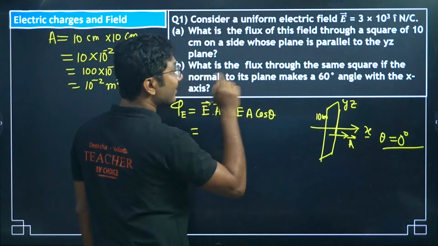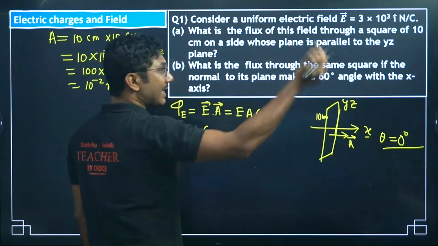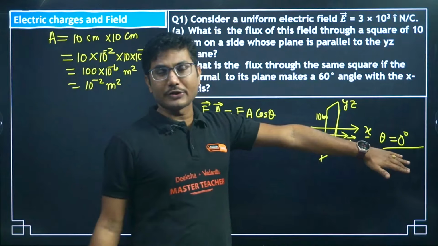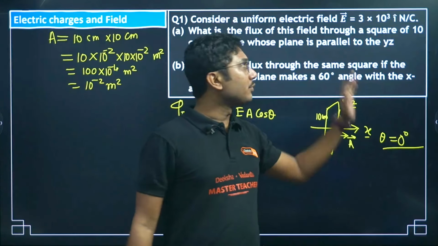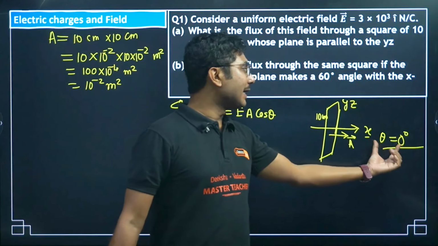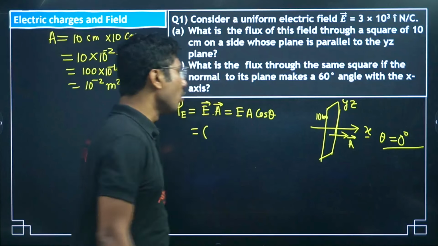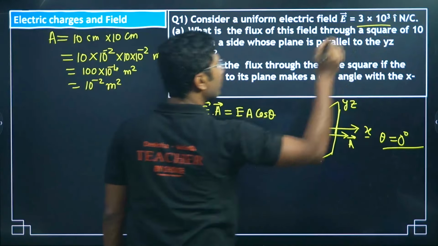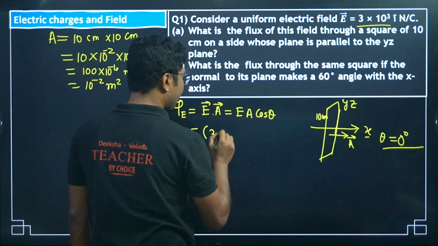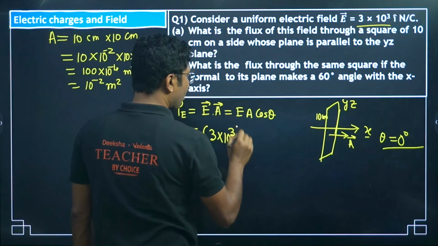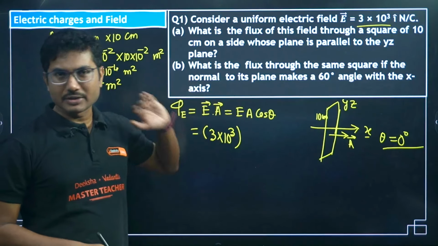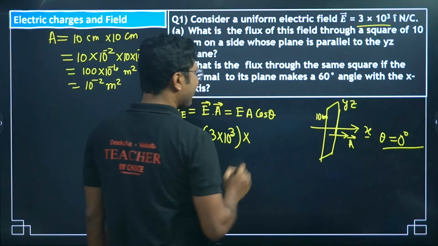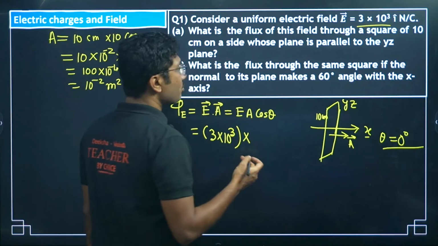So E is given. You don't need to use I cap, J cap, don't get confused. I cap is in the x direction, your area vector is also in the x direction. So don't get confused, the only thing that you need to consider is that theta is 0, cos 0 is 1. So you can directly use this value as it is. So 3 into 10 to the power of 3. More complicated questions do not come for your PU board. You might face more complicated questions for your JEE exam, not for PU board exam.